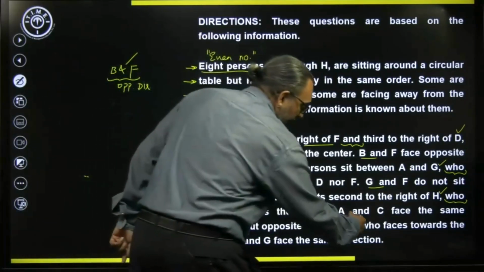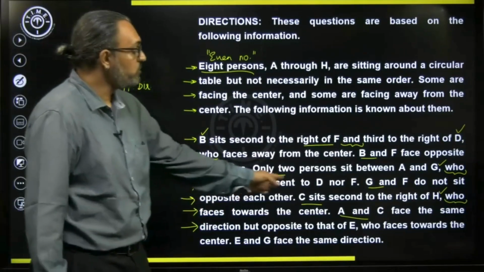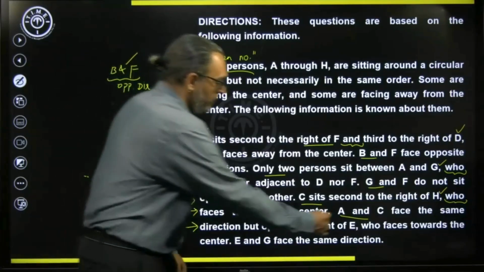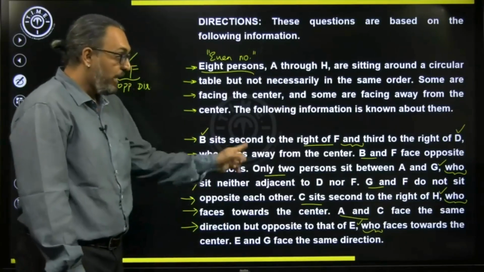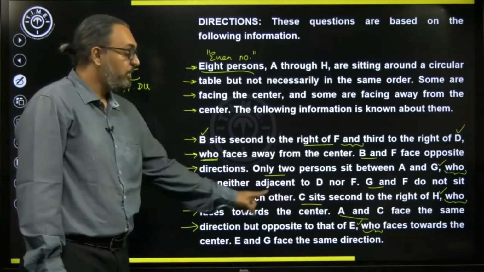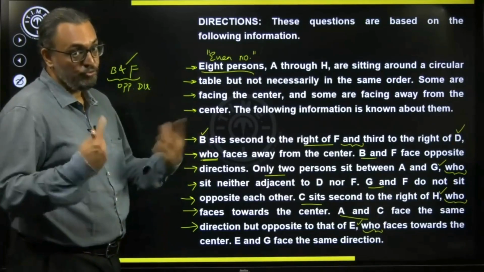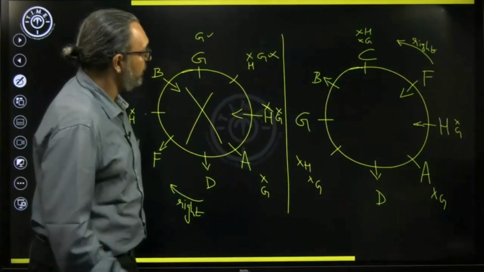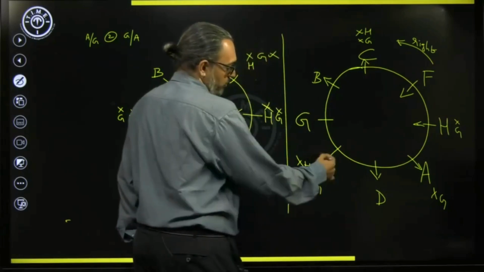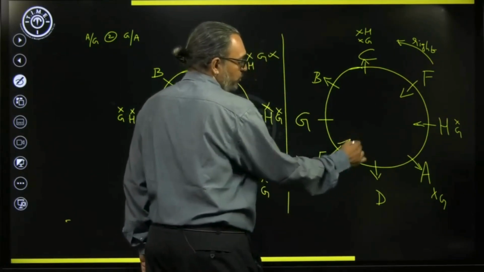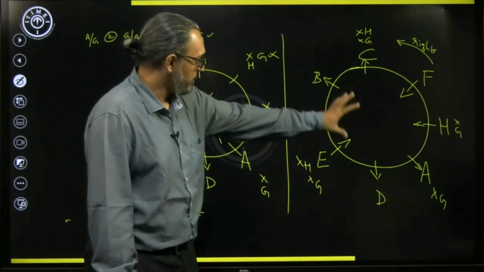Then next, A and C face the same direction but opposite to that of E. Which means E faces towards the center. So A and C should face the same direction, but they should be opposite to E. But E faces the center, means A and C should face away from the center. Okay. So A and C should face away from the center. So the remaining person is E. So E now should face towards the center. Okay. So all the persons are fixed.